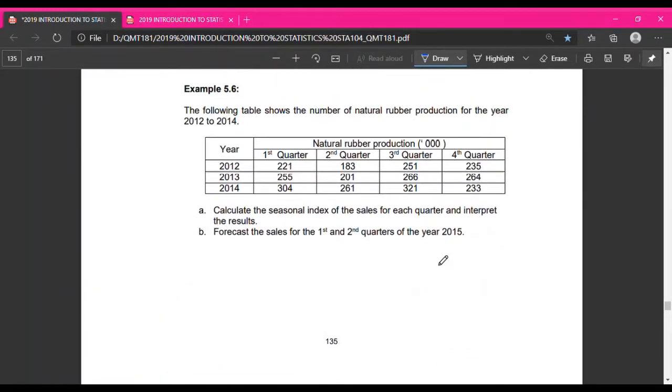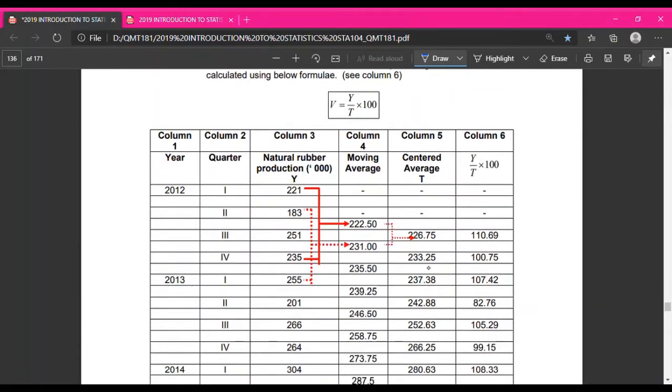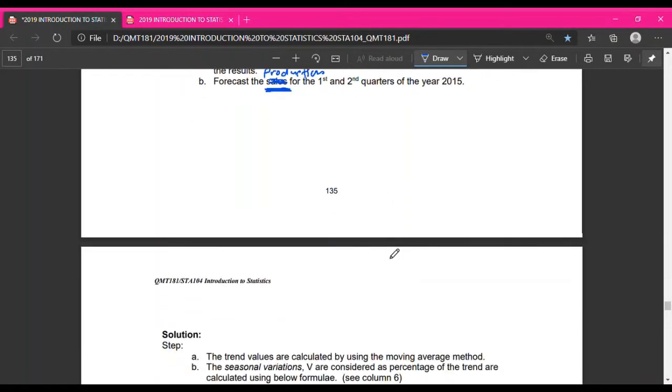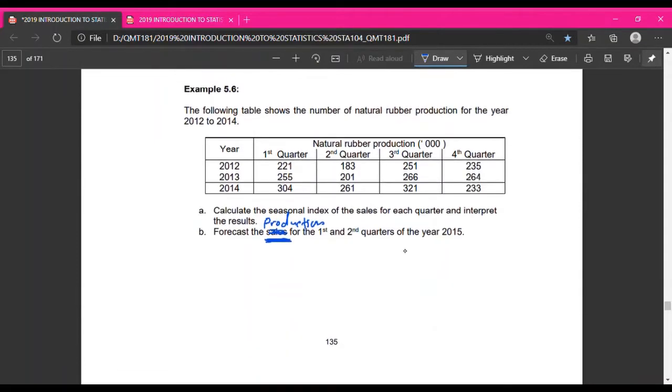Okay, so we found the seasonal index. Our intention was to find the seasonal index because we want to forecast the sales. We want to forecast the Y, our variable. Sorry, not sales, it is the production. A small mistake. Forecast the production. Our variable is production. Forecast the production for the first and second quarter of the year 2015. Our data only goes up to 2014. We want to forecast for 2015, first and second quarter.